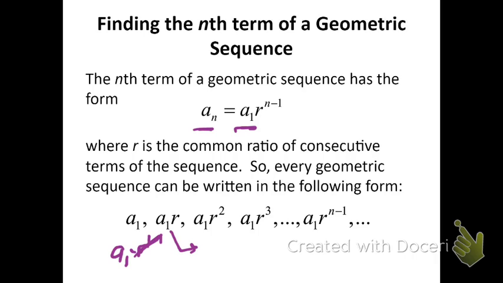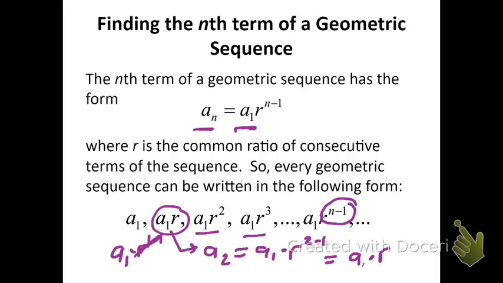Then for the second term, if you plugged in 2, you already have the first term, you just want to multiply the first term by the common ratio once. So 2 minus 1 gives you a sub 1 times just r. Alright, that'd be the second term, third term, fourth term. So remember this n minus 1 part when you're using this formula to find the nth term.